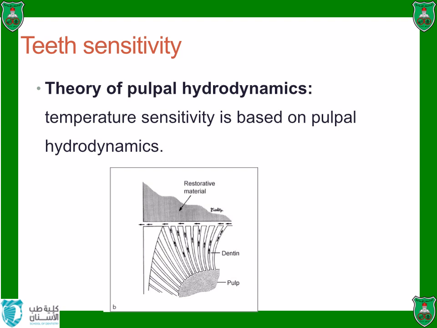Now, if we have any thermal stimuli, like cold or hot drinks, those will provoke a sudden movement of the fluid through the dentinal tubules, either outward or inward movement. And this will provoke some pain because it will stimulate the nerve supply present in the bulb.